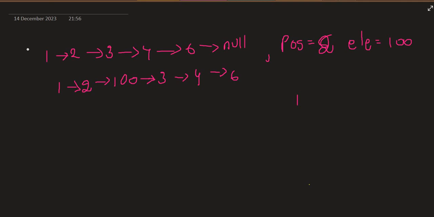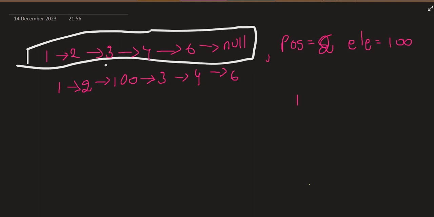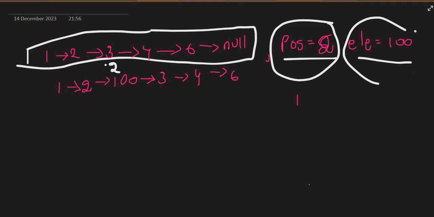We are given a linked list. This is our linked list. We are given a linked list and at a certain position we want to insert an element. They also give an element, they also give the position, and we want to insert at that position. See, here they have given that at the second position we want to insert 100. At the second position we want to insert 100. See, the second position now has the 100.